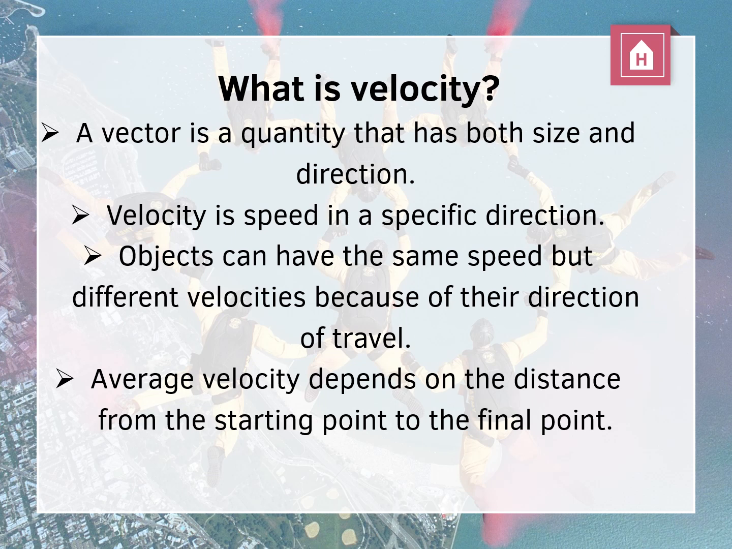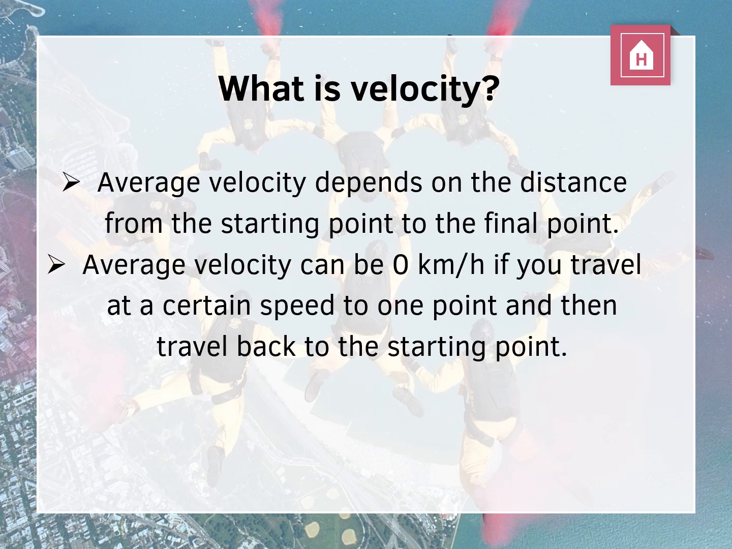If I know this person moved 200 meters, the speed says 200 meters only, but the vector says 200 meters to the north pole, so we know the direction. The average velocity depends on the distance from the starting point to the final point. It can be 0 kilometers per hour, if you travel at a certain speed at one point and then travel back to the starting point.